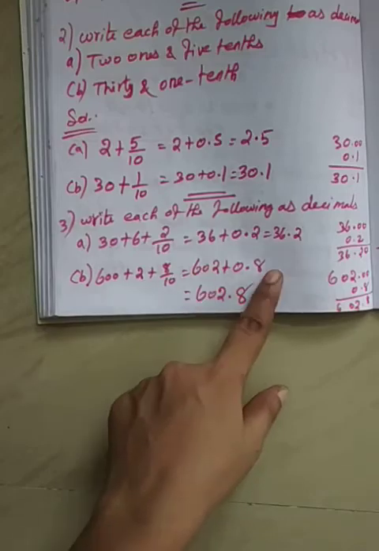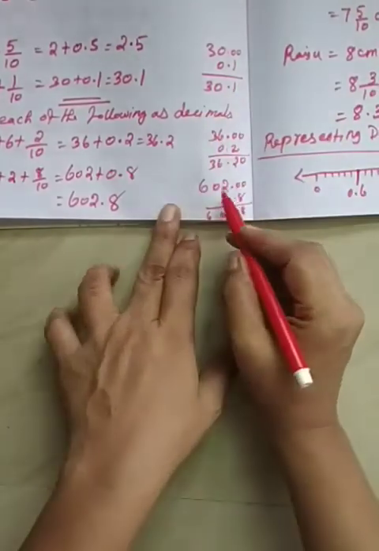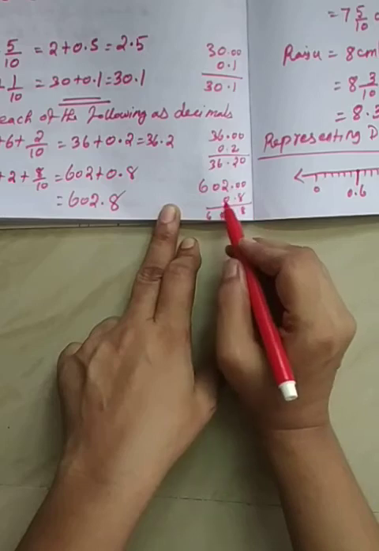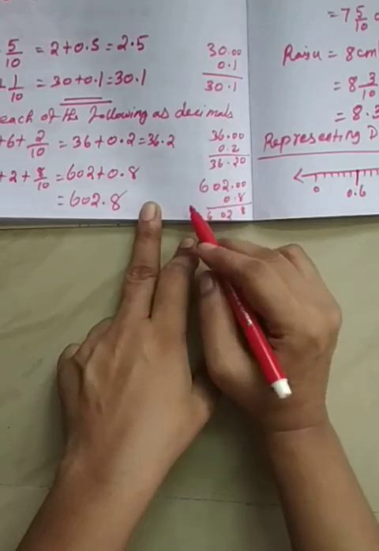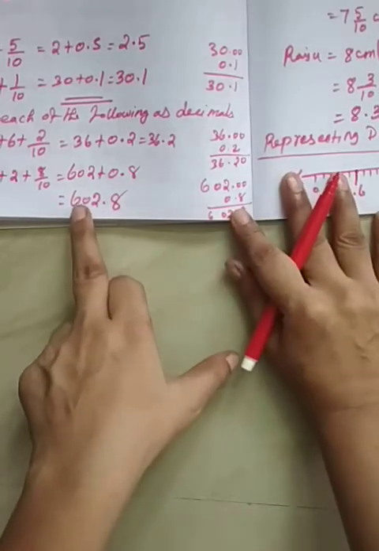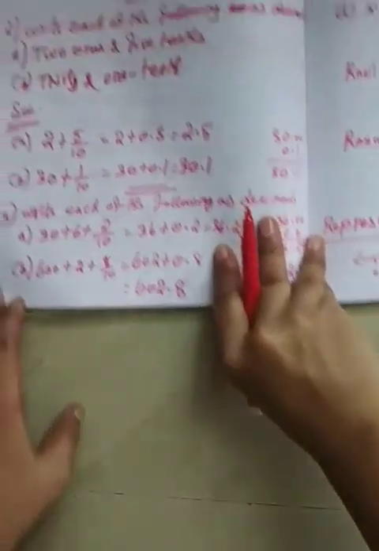And then add them. So if the addition is confusing, you can write it the proper way: 602.0 and then 0.8. I think everybody knows this addition. Okay. Simplifying this one, you will get the result 602.8. Clear?